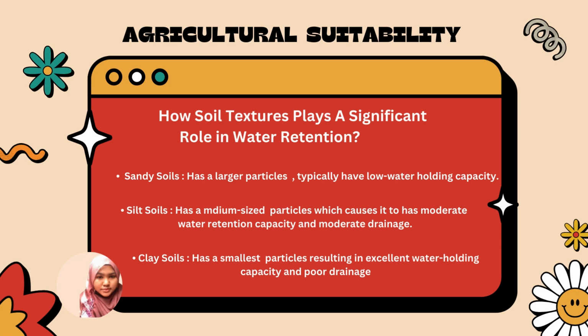Second is silt soil. Silt soil is composed of medium-sized particles that are smaller than sand but larger than clay particles. It has smaller pore spaces compared to sandy soil. This finer texture enhances the soil's water holding capacity. Silt soil typically has moderate water retention capacity and moderate drainage.